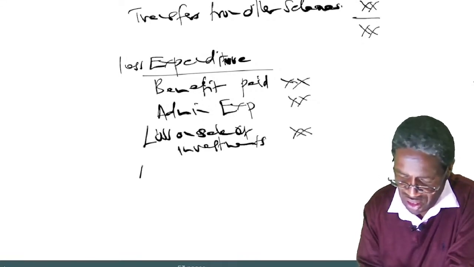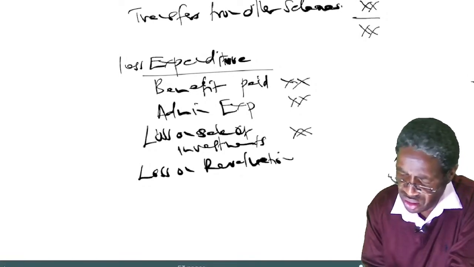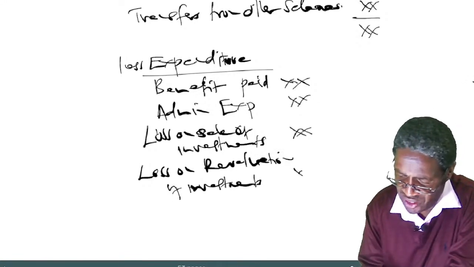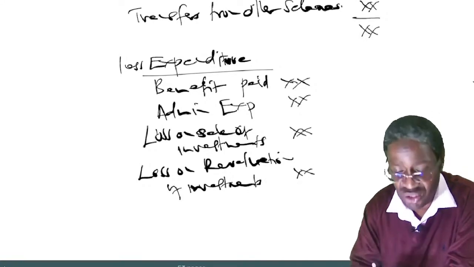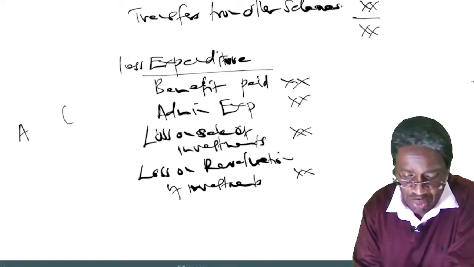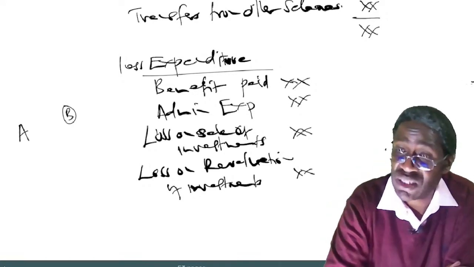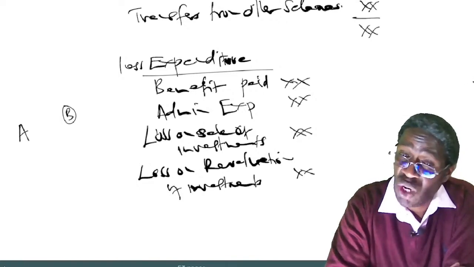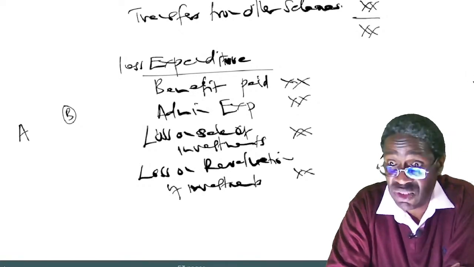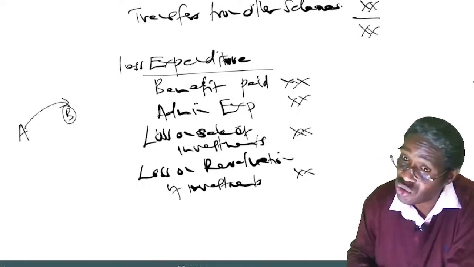Whatever it is. The other one could be loss on revaluation of investments. Again, listen to this. You are company A, a funding agent. One of your employees, who was contributing to us, has now gone to another company, and that company makes its contributions to scheme B. He requires us to transfer his fund to that other scheme. So that's also an expenditure.